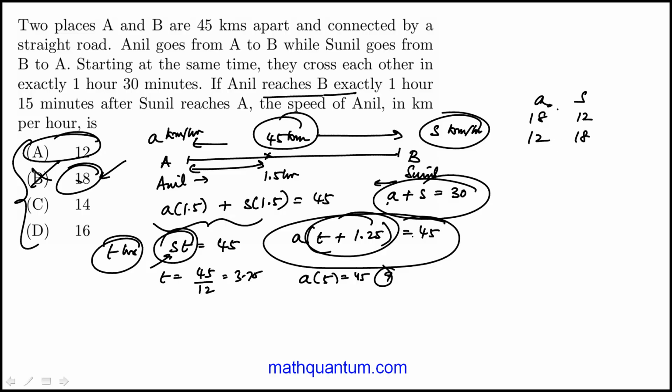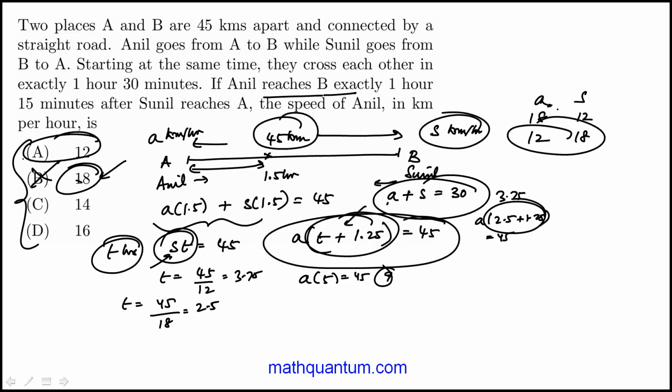With A as 18 and S as 12, in this case T would be 45 over 18, so 2.5. Then if I plug in 2.5 here, 2.5 plus 1.25 is 3.75. A would turn out to be 45 divided by 3.75, which is 12. So that works out. So the answer is A.